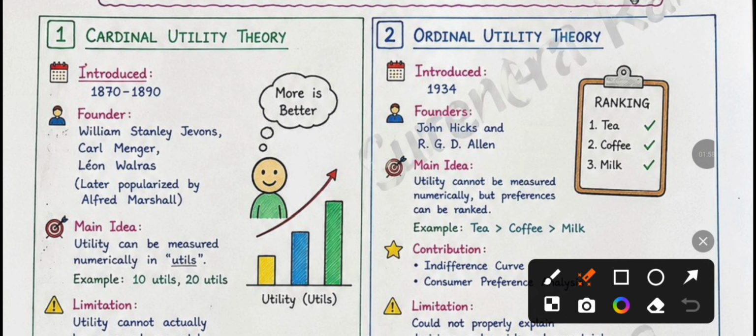Main idea. The theory said that utility can be measured numerically in units. For example, one ice cream gives 10 units, two ice creams give 20 units. According to this theory, we can compare satisfaction using numbers.